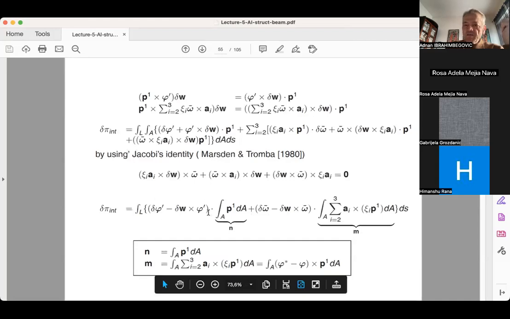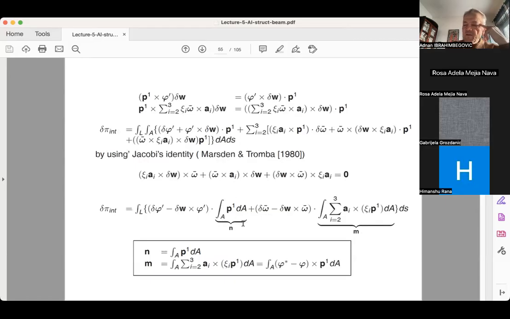So I can recognize this is the variation of my axial and shear strains, and this is the corresponding stress resultants. So obviously, it turns out that stress resultants are the resultant of the first Piola-Kirchhoff stress for this particular beam. And here, this is the variation of your bending strain, and these are the bending moments, and of course, the torsional moment, and they are resultants again of the first Piola-Kirchhoff stress. So this would be like a spatial formulation of this theory.